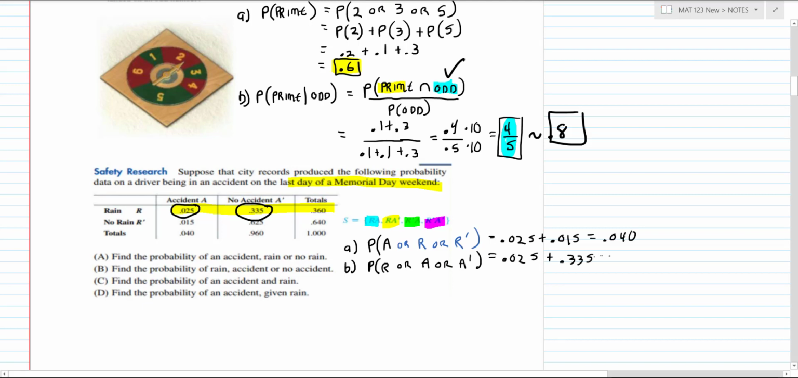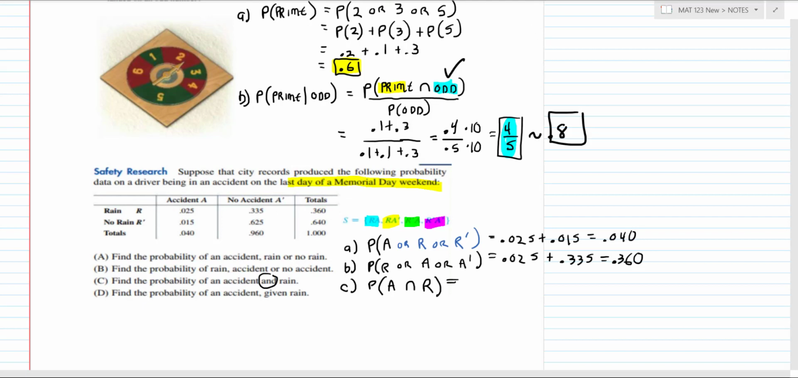Okay, like that, and you would get a total of 0.360. So that's what that one means. Okay. Part C says find the probability of accident and rain, and being the key word. So we're looking at the probability of being in an accident intersect rain. Okay, it's an and probability, so that's what we're doing.